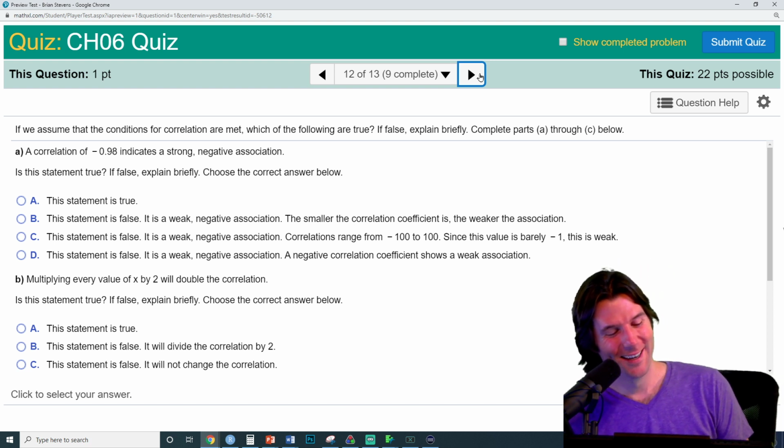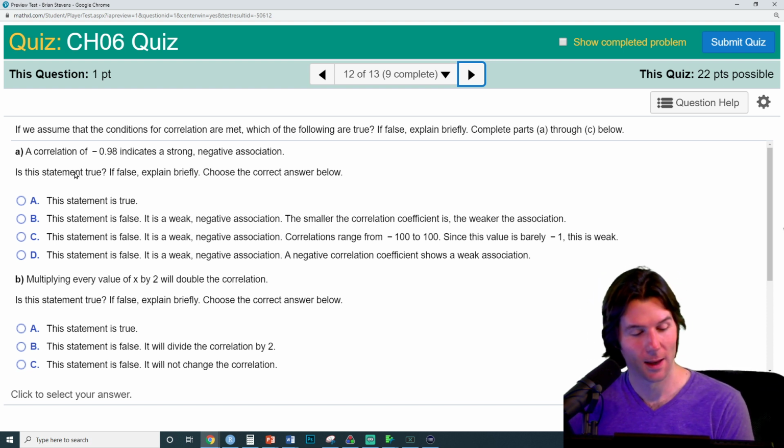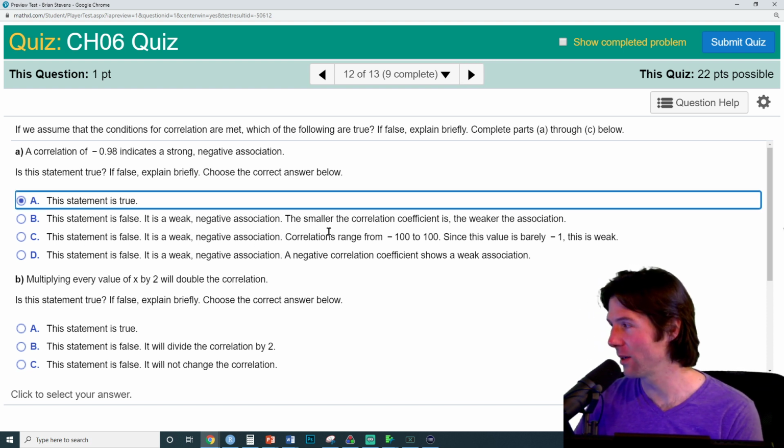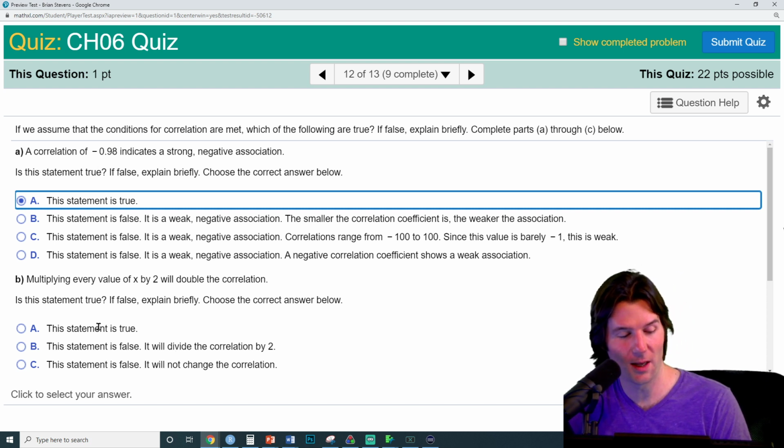A correlation of negative 0.98 is a strong negative association. Yeah, this is totally true. It's strong negative. It doesn't mean anything causes anything. It's strong negative. It's what negative 0.98 means.